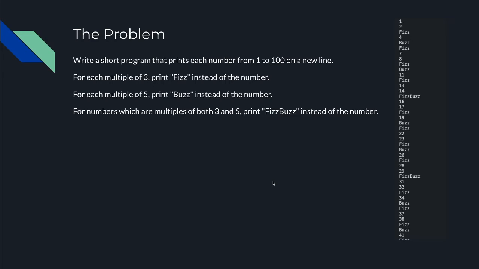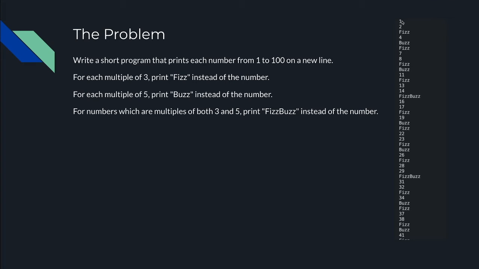First, the problem. The problem is pretty straightforward. Write a short program that prints numbers from 1 to 100 on a line. For each multiple of 3, print fizz, and for every multiple of 5, print buzz. And for every multiple of 3 and 5, print FizzBuzz. If it's none of that, just print the number itself.